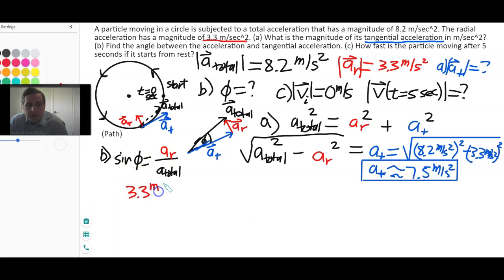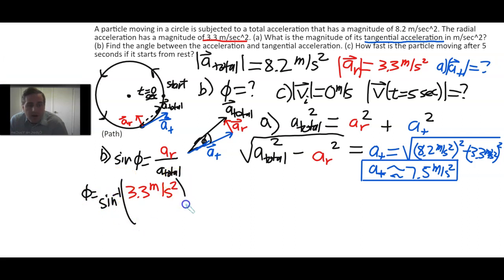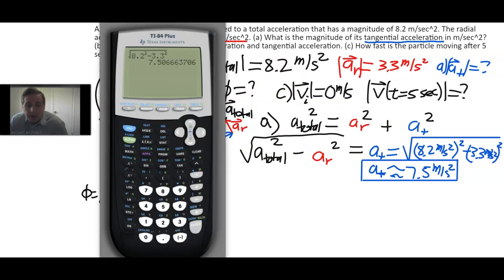So AR is 3.3 meters per second squared, and phi is equal to the inverse sine of this number over this other number, A total, which was 8.2 meters per second squared. Okay, let's return to the calculator.